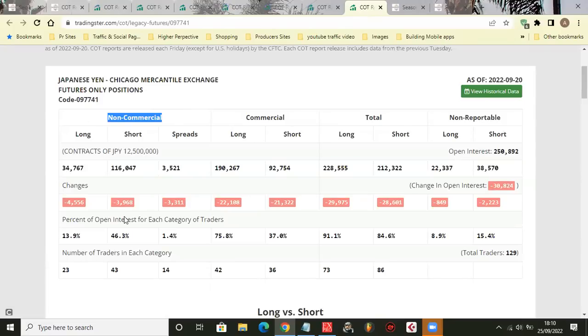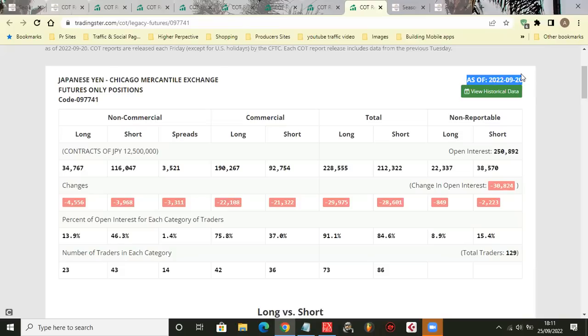So this entire three columns right here, I'm not really interested in. Where I pay attention is just these two columns right here, which is the long and the short. Long means to buy, short means to sell. And I don't even pay attention to these figures. I pay attention to the changes which happen around this period of time.